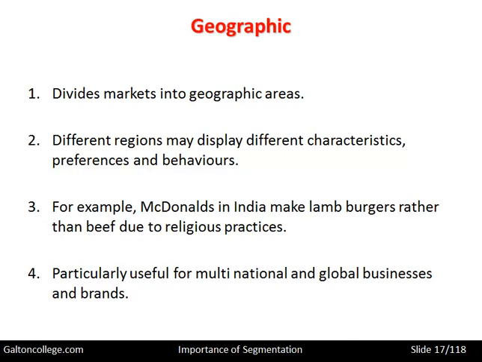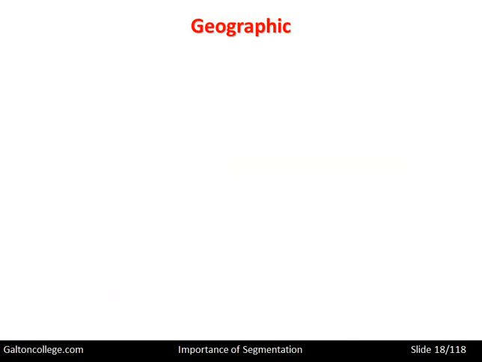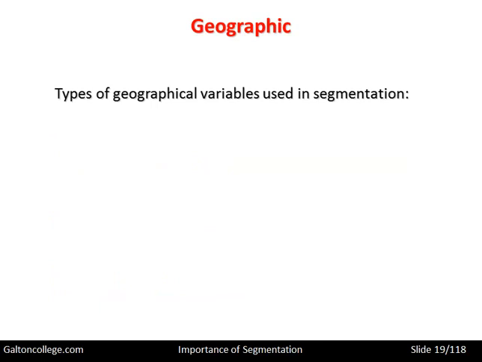This idea of looking at characteristics is particularly useful for multinationals and global businesses and brands. It's very important that they understand completely what's involved in marketing overseas or marketing in different regions or areas. Types of geographical variables used in segmentation? Well, the region, the country, the state, the town. So there are different ways in which we can look at the geographic issue in marketing.